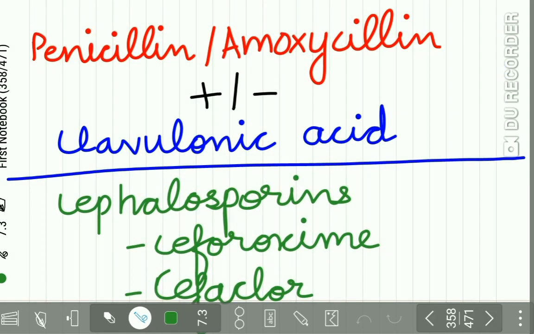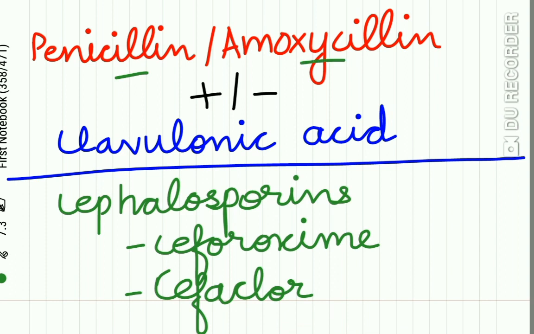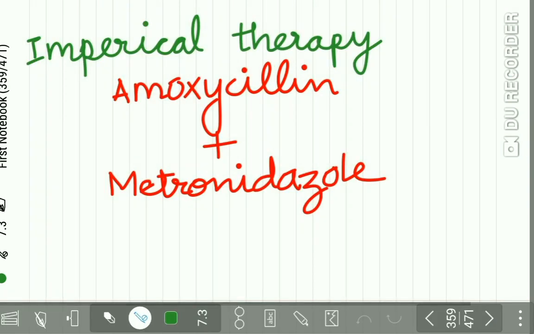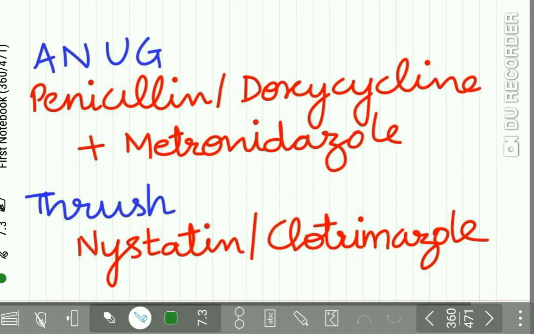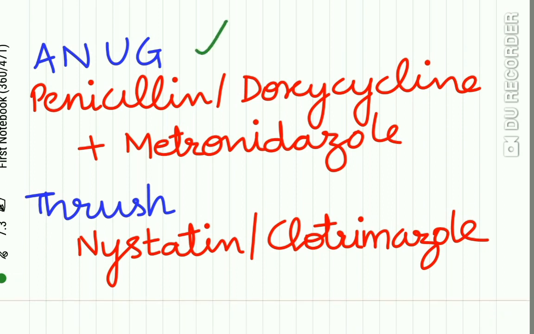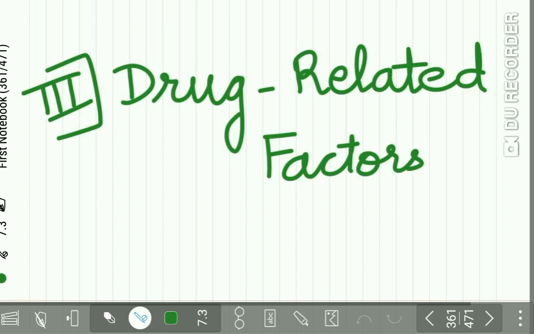The drug of choice may be penicillin or amoxicillin with or without clavulanic acid. Certain cephalosporins such as cefuroxime and cefaclor can also be used. Empirical therapy, which is used by most of the dentists, is the amoxicillin and metronidazole combination. For ANUG, penicillin or doxycycline plus metronidazole is used, and for the treatment of thrush, nystatin or clotrimazole is used.